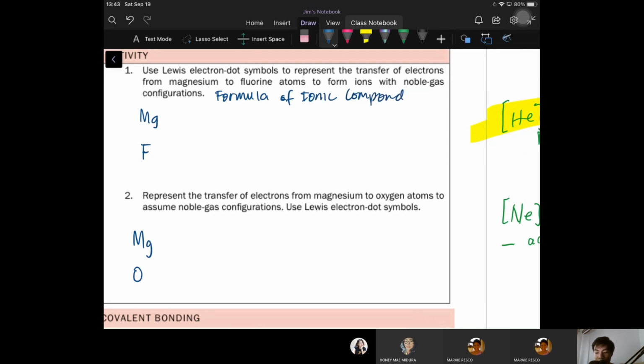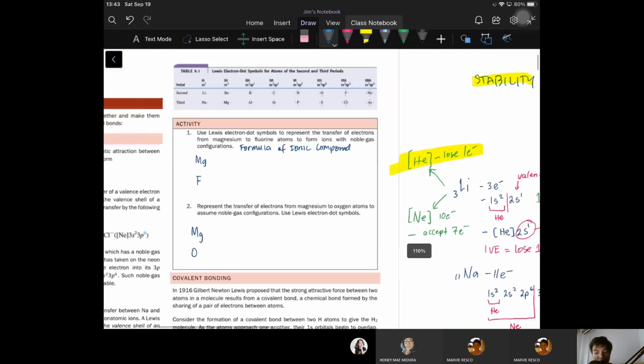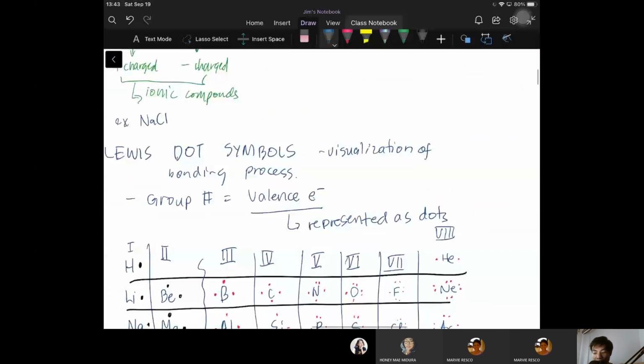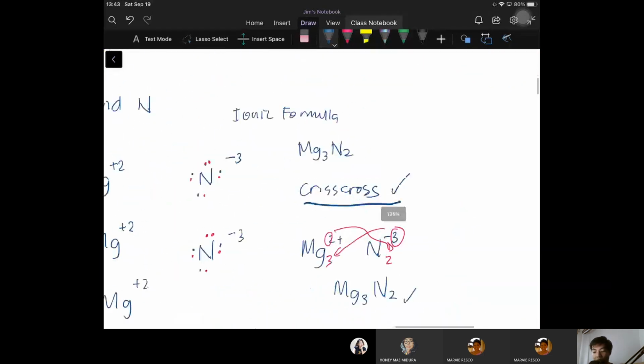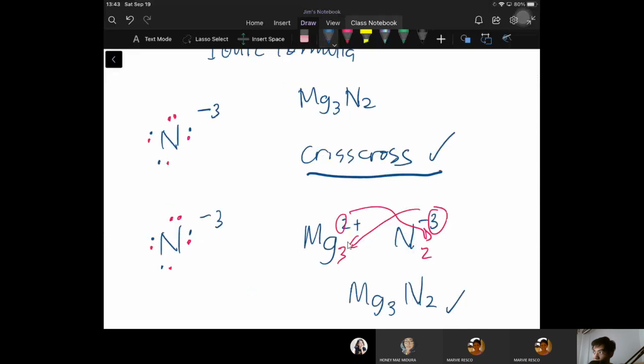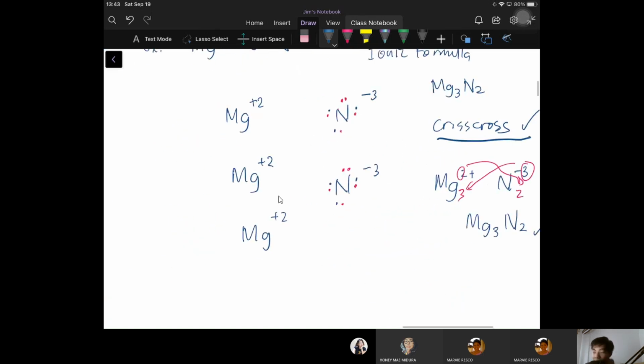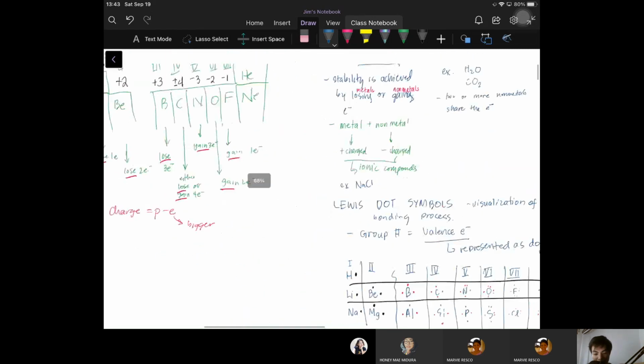So, sama mo yan, no? Formula ng ionic compound. Paano, sir, ginagawa yung formula ng ionic compound, no? So, ganito lang yan. You can do the crisscross, yung crisscrossing ng charge, no? Again, the charge corresponds to the group number, no? So, crisscross mo na lang yan. O kaya, bilangin mo na lang yung atoms. You have 3 magnesium, so Mg3. You have 2 nitrogen, you have N2, no? Okay, so, ganun na lang muna gawin yan, no?